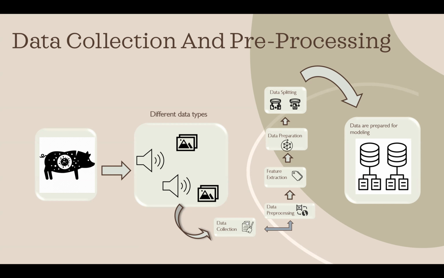So the first step starts from data collection, which involves collecting data from various sources for the different kinds of data types. Next is data pre-processing, followed by feature extraction, followed by data preparation, followed by data splitting for the models. After this step, the data will be ready for modeling.